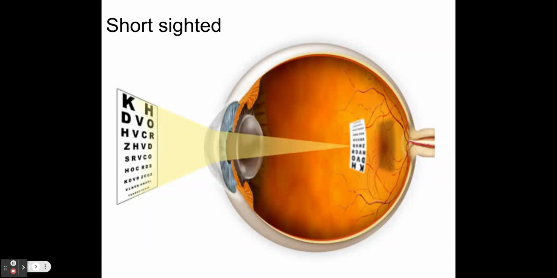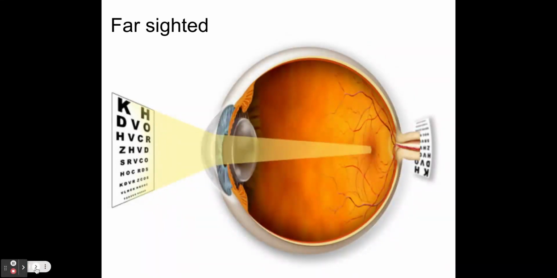If you're short sighted, the lens actually projects the image a little closer than where it should be reflected in your retina, and it causes blurred vision. So, for short sighted people, they can see things close to them, but it's really difficult to see things far away.